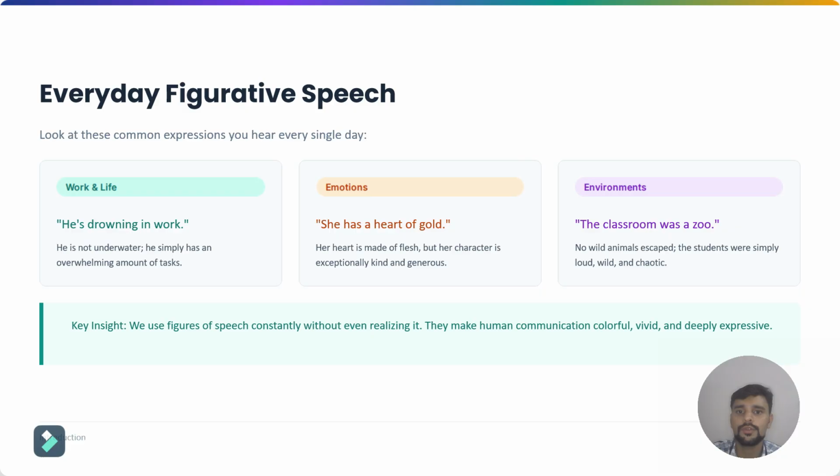She has a heart of gold. Again, not literal. And the classroom was a zoo. There aren't actually lions, monkeys, and elephants sitting in the classroom. The speaker is comparing the classroom's noise and disorder to the chaos of a zoo. This tells us something very important. Figurative language is not necessarily complicated language.